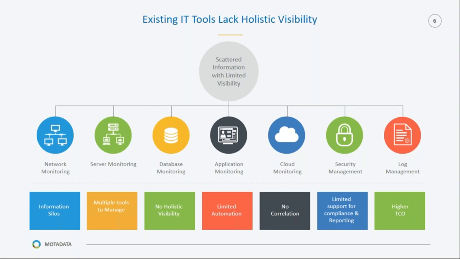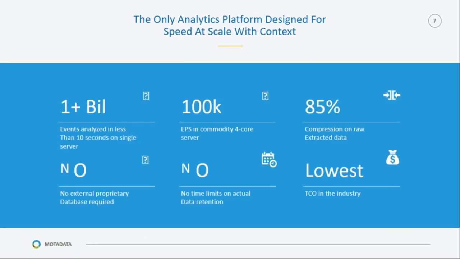Since the information is scattered, you will have limited visibility over your complete infrastructure. You do not have an eagle's eye view, so you will not be able to correlate between your different metrics, for example what one metric is affecting on another node, because everything is interconnected in your network. Since you do not have holistic visibility, it will lead to information silos. And of course, multiple tools are difficult to manage.